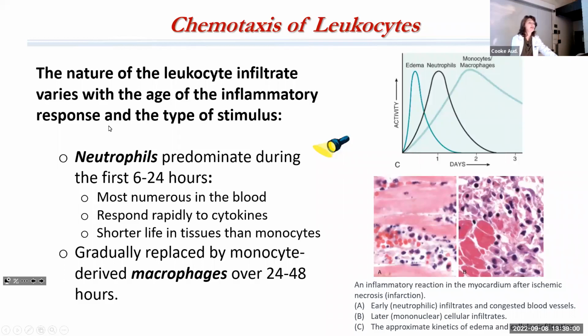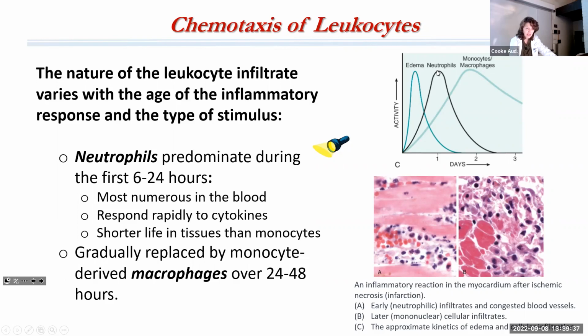Now, the nature of the leukocyte infiltrate varies with the age of the inflammatory response and the type of stimulus. This has a very, very important application, very important for pathologists, but not only for pathologists. Now, I want you to look at this graph here and notice that in the first day, edema will reach a peak. And then neutrophils will predominate during the first 6 to 24 hours. There are a few reasons for that. They are most numerous in the blood. They respond rapidly to cytokines, and they have a shorter life in tissues than monocytes.